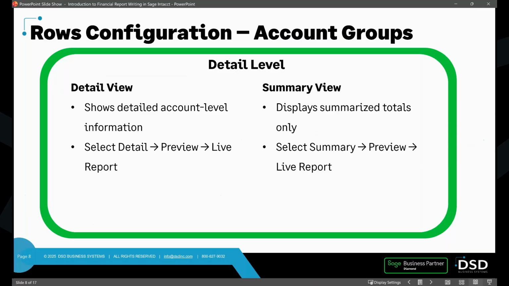So when you're creating account groups, there's two different views that you could do. You could do a detail view, which is going to show detailed account level information. And then you can have a summary view, which is going to summarize the totals. And for summary view, you can also expand by dimensions if you need to.